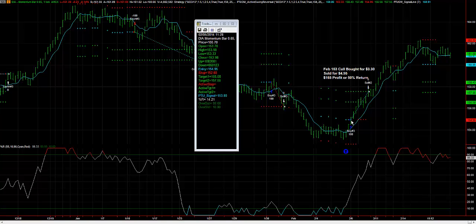So once I hit my entry point, I went ahead and I bought the February 153 call. And I bought it for $3.30 or $330 per contract. So a very manageable cost for people of all account sizes.